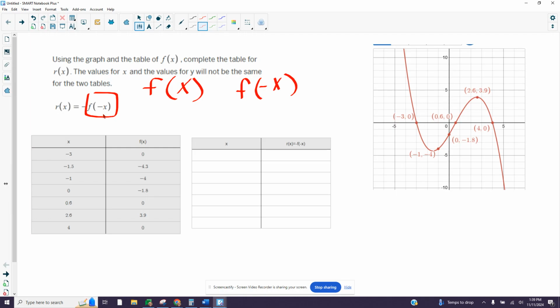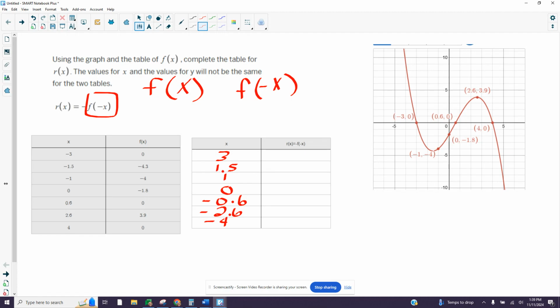So just going through the table, I'm not even going to look at the graph. I'm just going to take the table of the x values that's given for f of x, and I'm going to change those to the opposite signs. So this would be positive 3, positive 1.5, positive 1, 0, negative 0.6, negative 2.6, and negative 4. So that is my x values that I would use for the r of x.